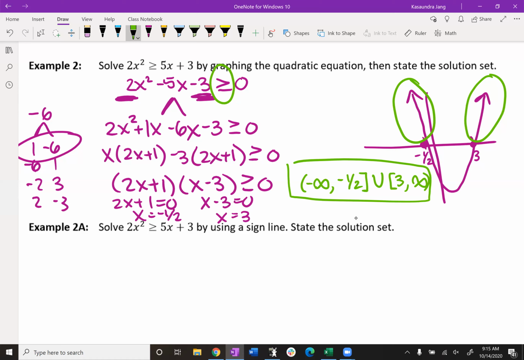Okay. So we're going to take a look at solving the same thing just in a different way. We're going to solve by using a sign line this time. We just did by graphing. Let's look at a sign line. I'm still going to subtract it over.